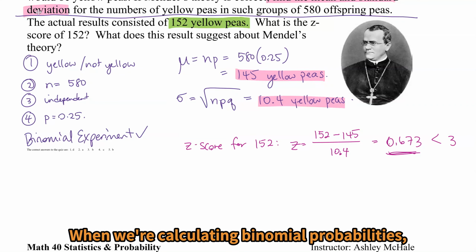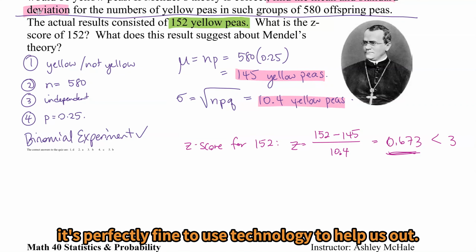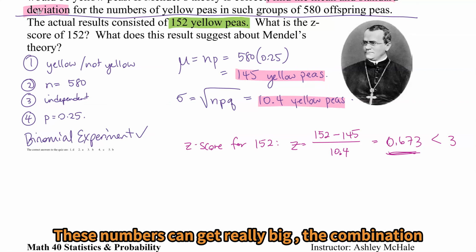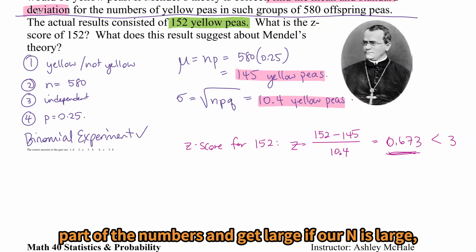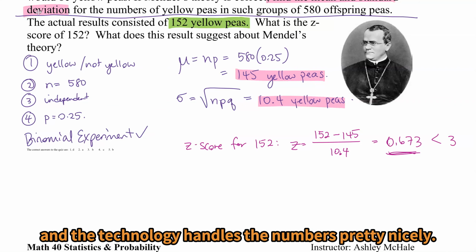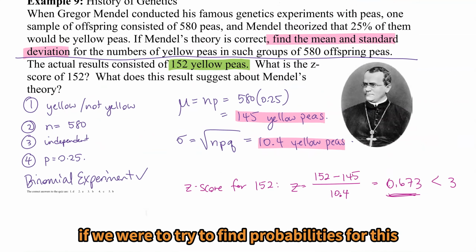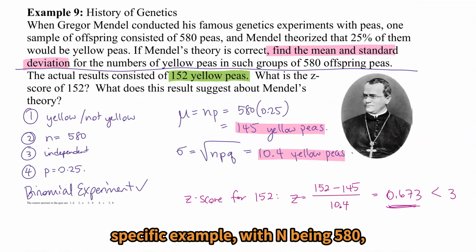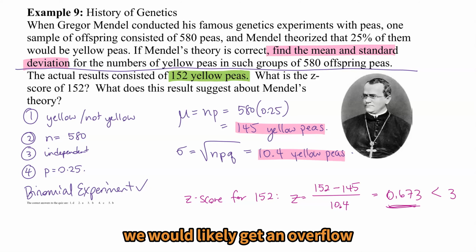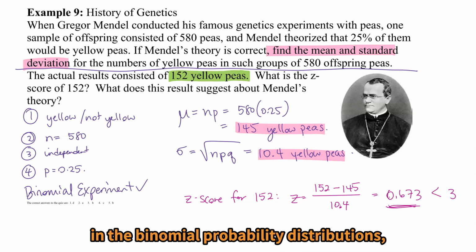When we're calculating binomial probabilities, it's perfectly fine to use technology to help us out. These numbers can get really big. The combination part of the numbers can get large if our n is large, and the technology handles the numbers pretty nicely. You are welcome to do some by hand. Just know that if we were to try to find probabilities for this specific example, with n being 580, we would likely get an overflow error in our calculator because the numbers are too big, if we were trying to do it by hand.